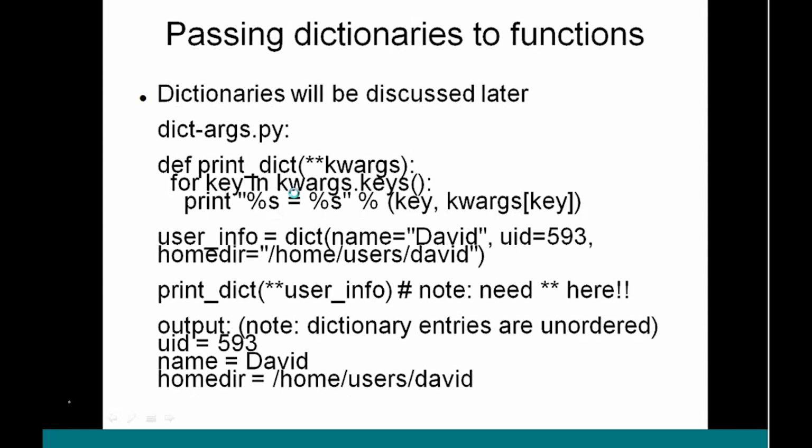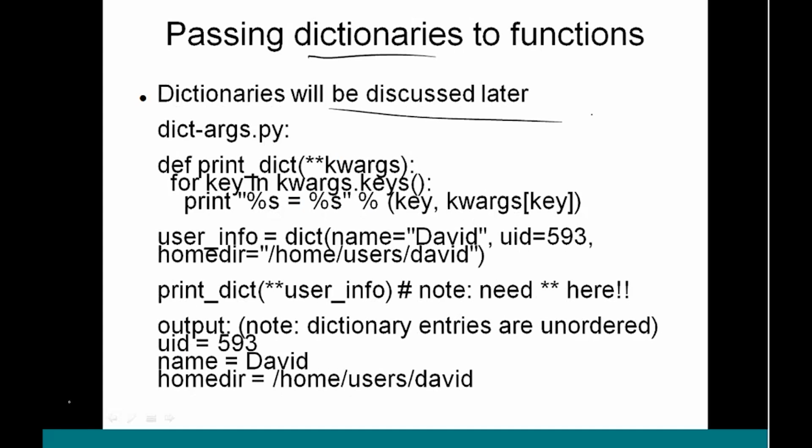And now the other important thing is passing dictionaries to functions. As you know, dictionaries are the associative arrays that we saw in Perl, and we also saw a similar concept in Tickle, and in Python they are called dictionaries. I hope you remember that. And we are going to be talking about dictionaries in more detail later on.